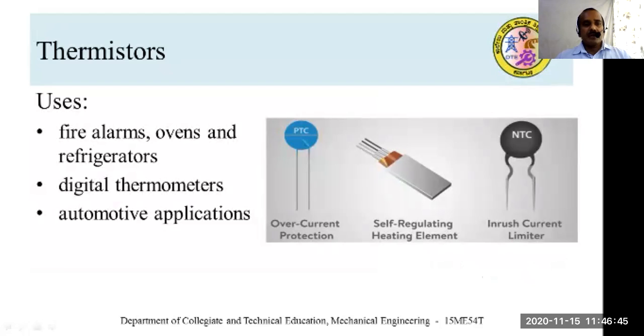Coming to the application part of thermistors, thermistors are used in fire alarms, ovens, and to control the temperature in refrigerators. They are used to measure the temperature in digital thermometers. Today we are using digital thermometers instead of mercury thermometers. They are used in automotive applications to sense the temperature.